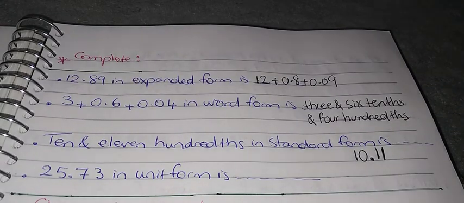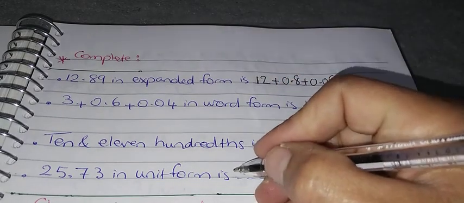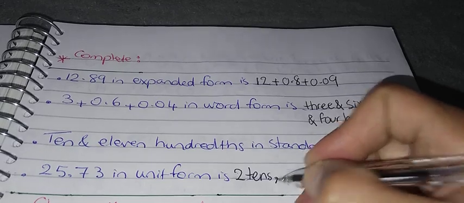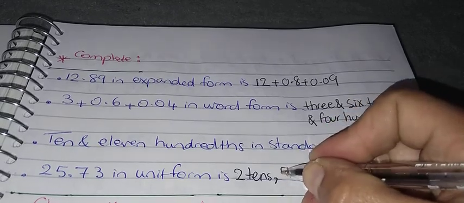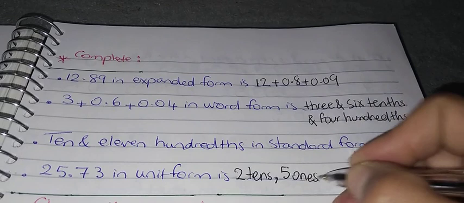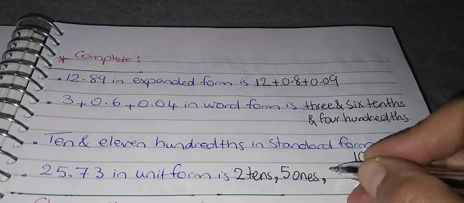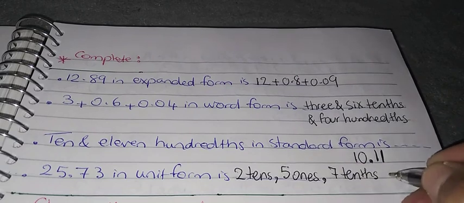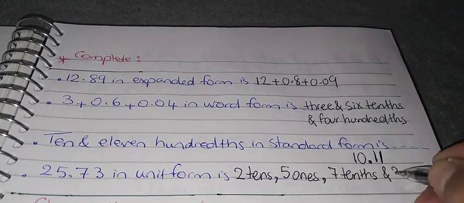25.73 in the unit form. So it is 2 tens, 5 ones, 7 tenths, and 3 hundredths.